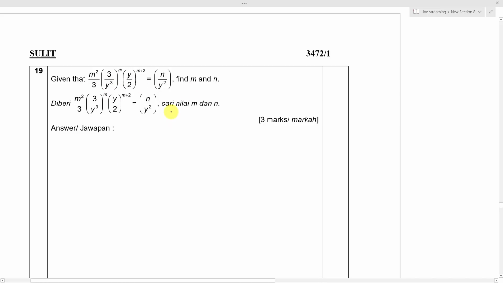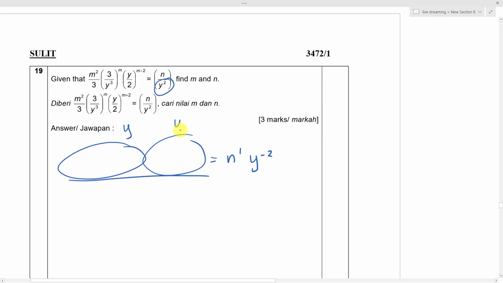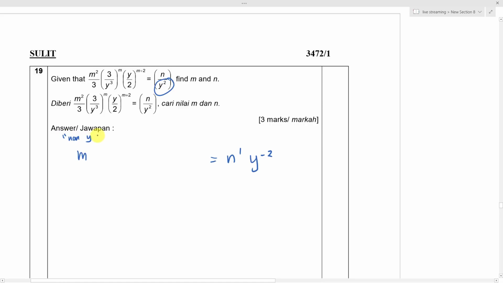So over here, what I will do is categorize the terms into y and not y. I only do two different groups, because here I see y, right? So I will just separate on this. This is n to the power 1 and y to the power of negative 2. I will group the terms with y together and the non-y together. I do the non-y first, sorry.